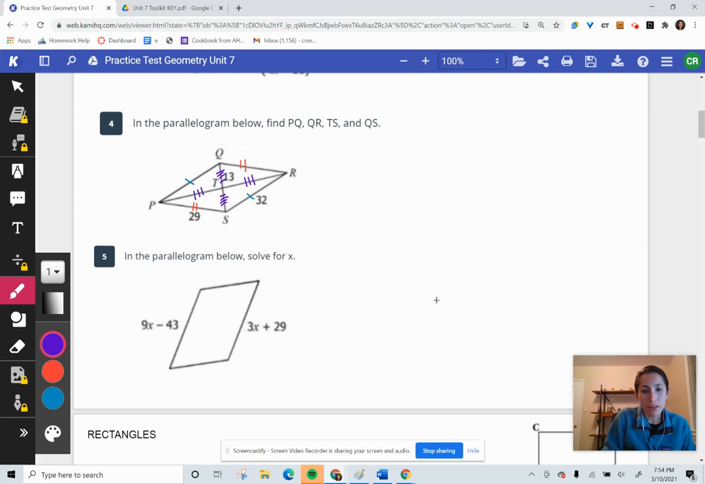Okay. And then in our last problem here, we just have our opposite sides. We know these are equal to each other. So you can just create an equation where we state that they are equal.